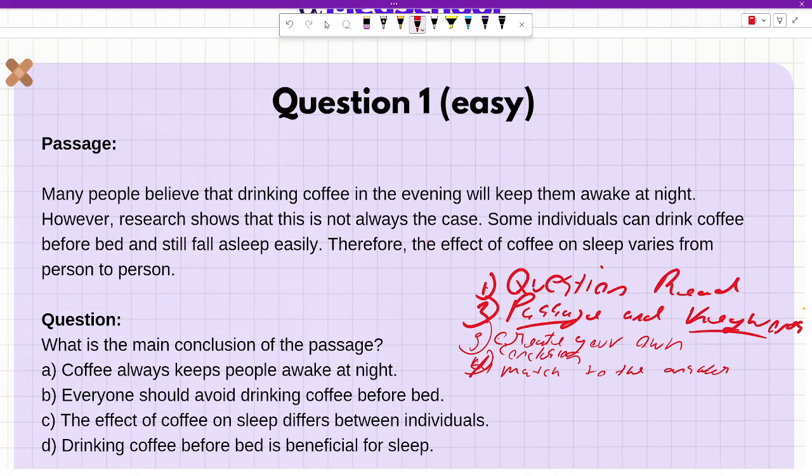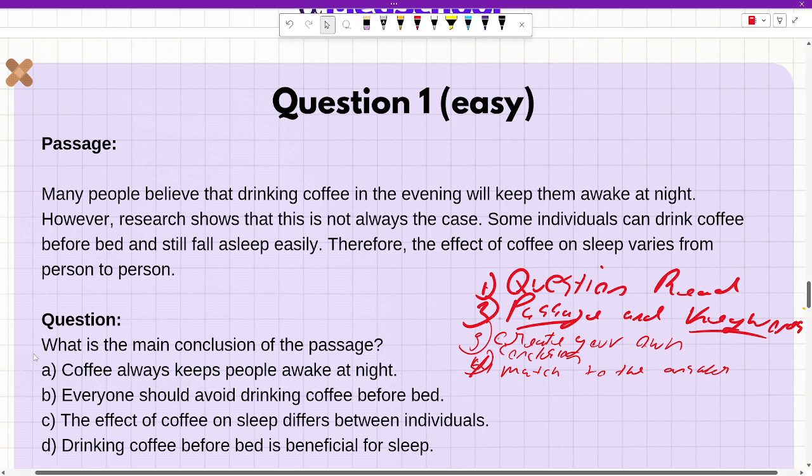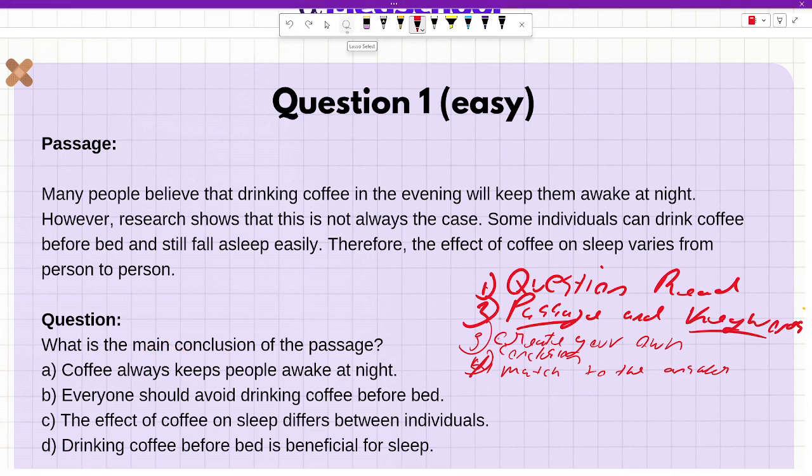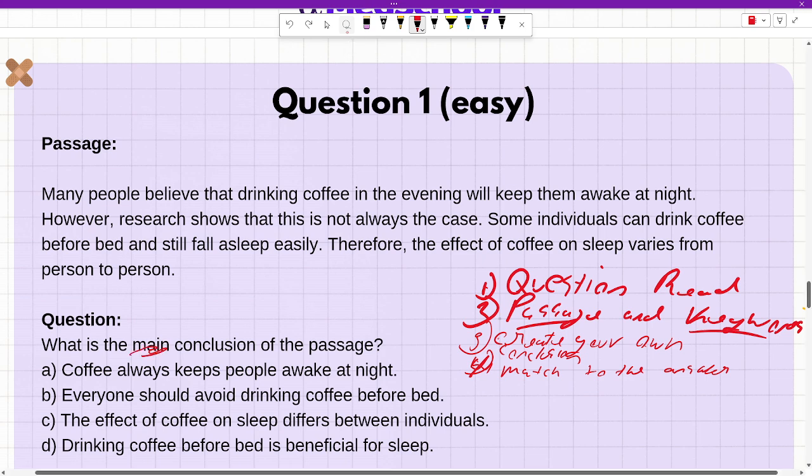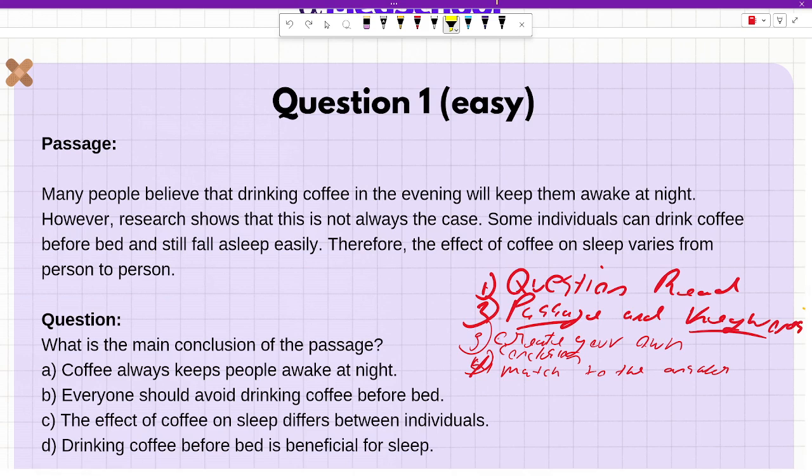So let's do it. The first thing we have to do is read the question. What is the main conclusion of this passage? It's asking us what is the main conclusion, so we already know that this is the type of question we're dealing with. Now let's read the passage. Many people believe that drinking coffee in the evening will keep them awake at night. So this is a belief. This is a fact. Many people believe.